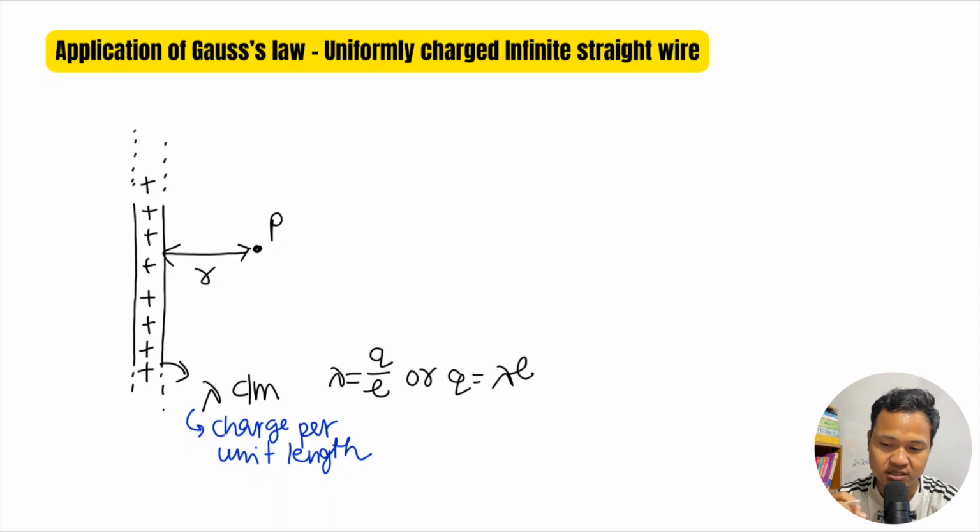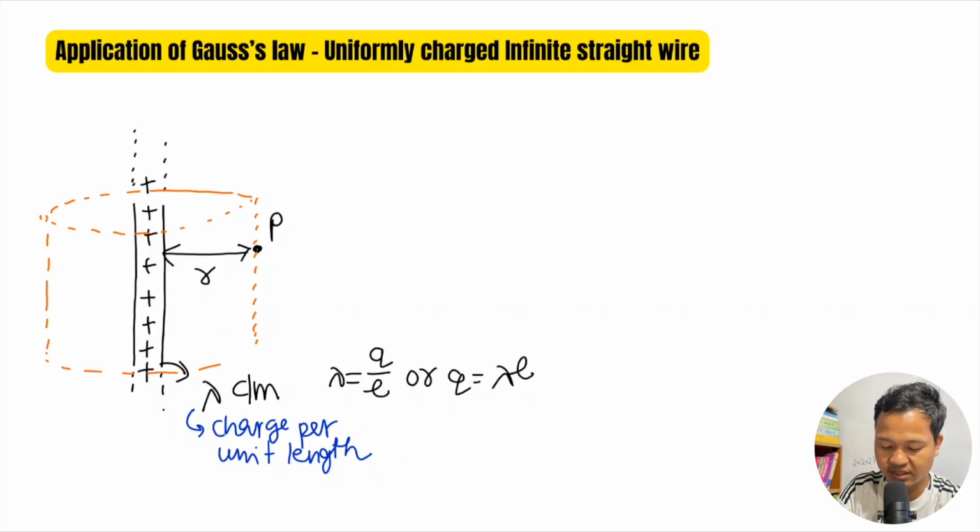Gauss law is applied on a Gaussian surface, so we have to draw a Gaussian surface. Here, for the wire, you will have a cylindrical Gaussian surface. So this will be a cylindrical Gaussian surface with radius R and some height. Let's say this is L.